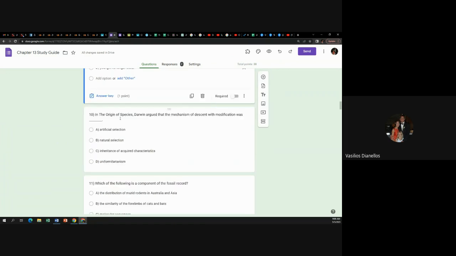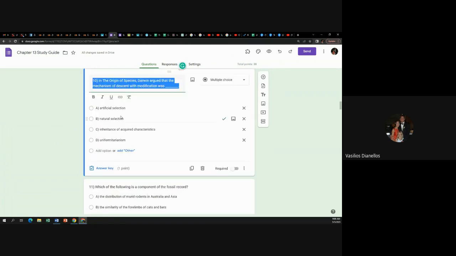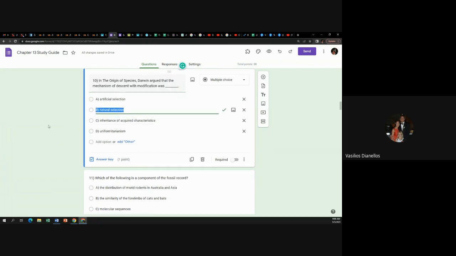This one's really easy. In the Origin of Species, which is the book he wrote, Darwin argued that the mechanism of descent with modification was, and the answer is natural selection. So remember, there are all different types of evolution, but the big one that we talk about is natural selection. So it was Darwin that figured out natural selection. He figured out that was the main cause of evolution. There are others, but natural selection was the big one. So any questions about that one?